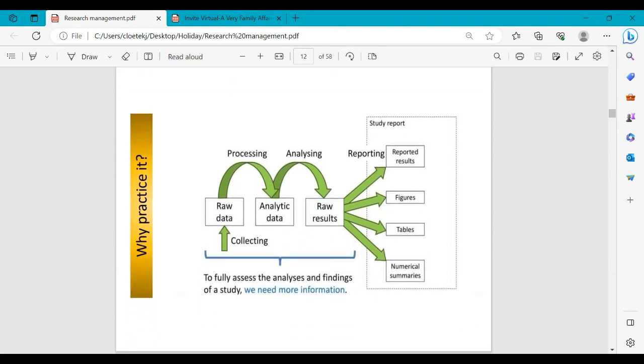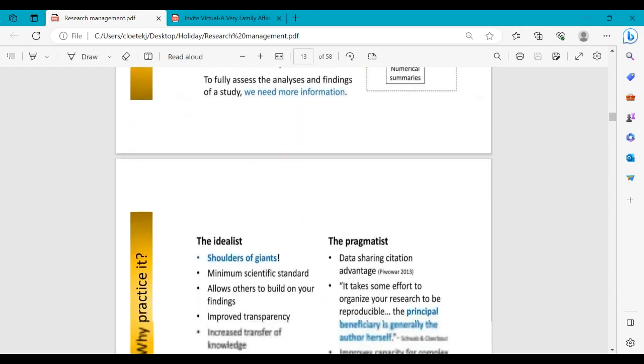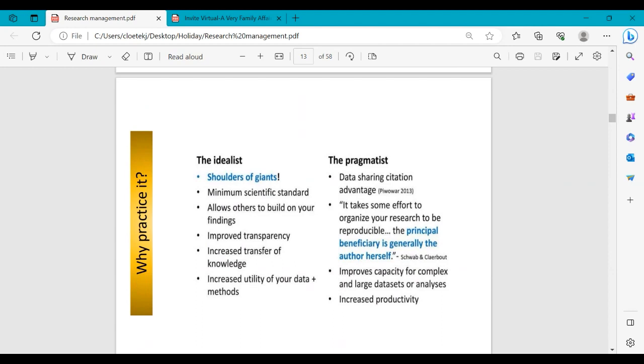Now, again, this is mainly related to research reproducibility: how you analyze your data and how you report it, as I already mentioned. So this is important. Now there are two types of approaches one can go through in research reproducibility. Remember, there's the idealist. You want to stand on the shoulders of giants. Minimum, you have the minimum scientific standard, which allows others to build on your findings. You want improved transparency, increased transfer of knowledge, increased utility of your data. So this is one type of person.